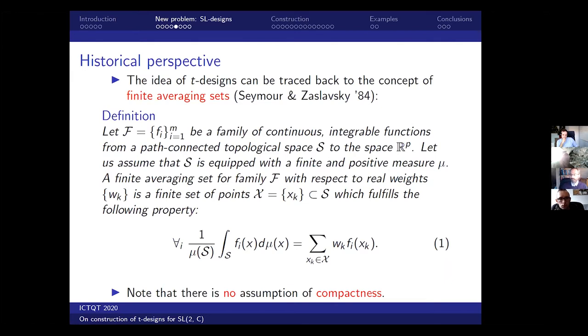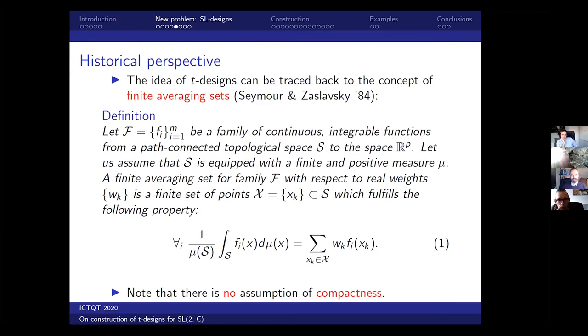And this is some sort of generalization of a mean value theorem introduced by Seymour and Zaslavsky in 1984. And their idea is the following: we take some finite, this is very important, some finite family of continuous integrable functions, which are defined on some path-connected topological space. And these functions have values in R^p. And let us assume that this topological space is equipped with a finite and positive measure mu.